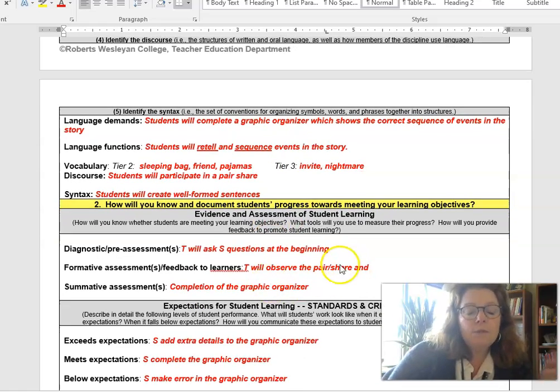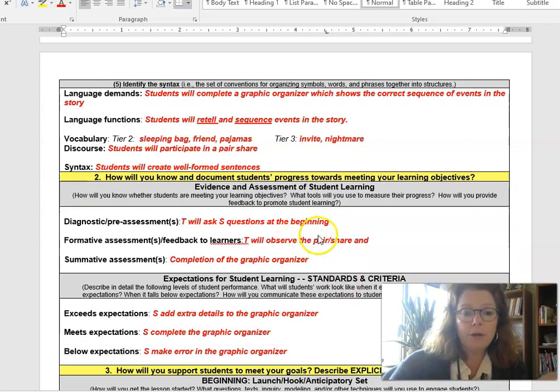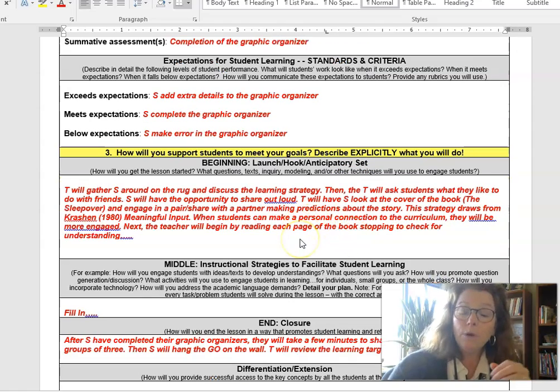Pre-assessment, as we've talked about before, is usually at the beginning, when the teacher begins to talk to the students at the beginning of the lesson. That's pre-assessment. You're figuring out what the students know, what they don't know. Then we observe, pair share, and complete a graphic organizer. You can look at this later. The beginning, it's important. A lot of you are forgetting to review that learning objective and making it student-centered. So, teacher will gather students around on the rug and discuss the learning strategy. Done. Great. You've done it.